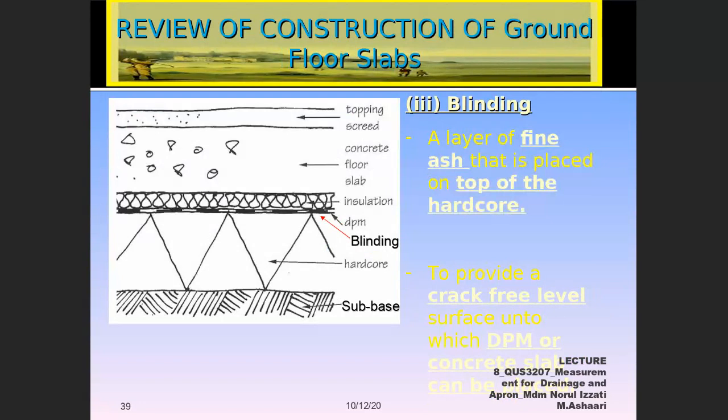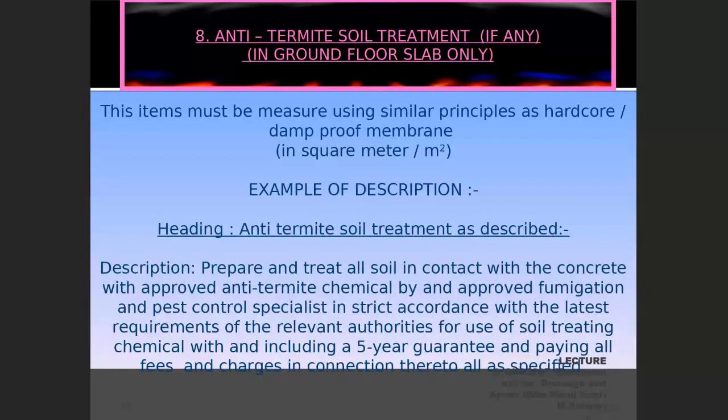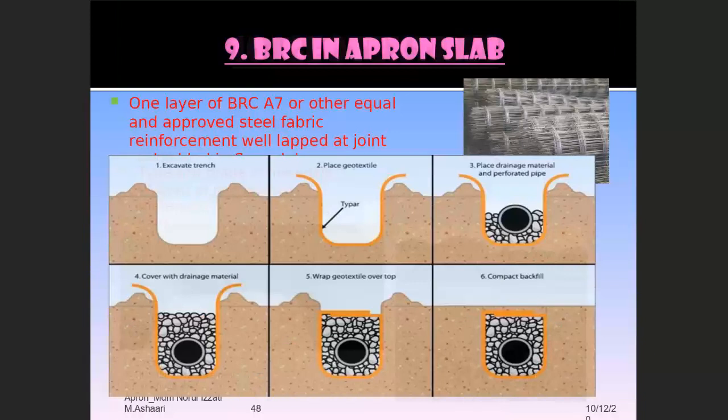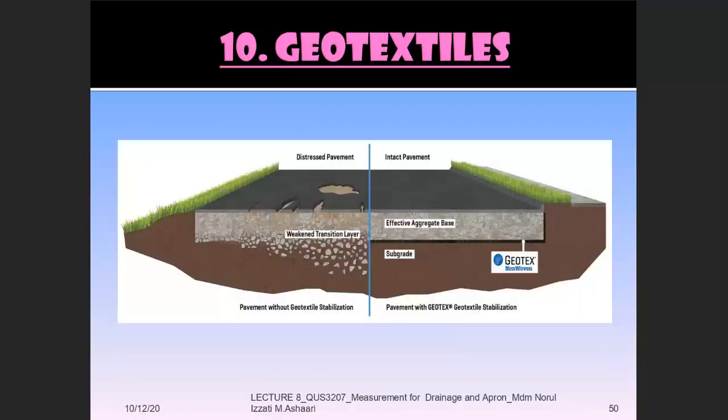Okay, so I think that's all for today. Before we end the session, let me go through. You can go through all the examples of the description here from the measurement one as well. How the BRC in the apron looks like if you need to measure, and how the geotextile looks like. If you need to measure geotextile, you have to measure in meter square under the appropriate heading. This is under D.34. And this is also just to show you the difference if you have geotextile and if you don't have geotextile.